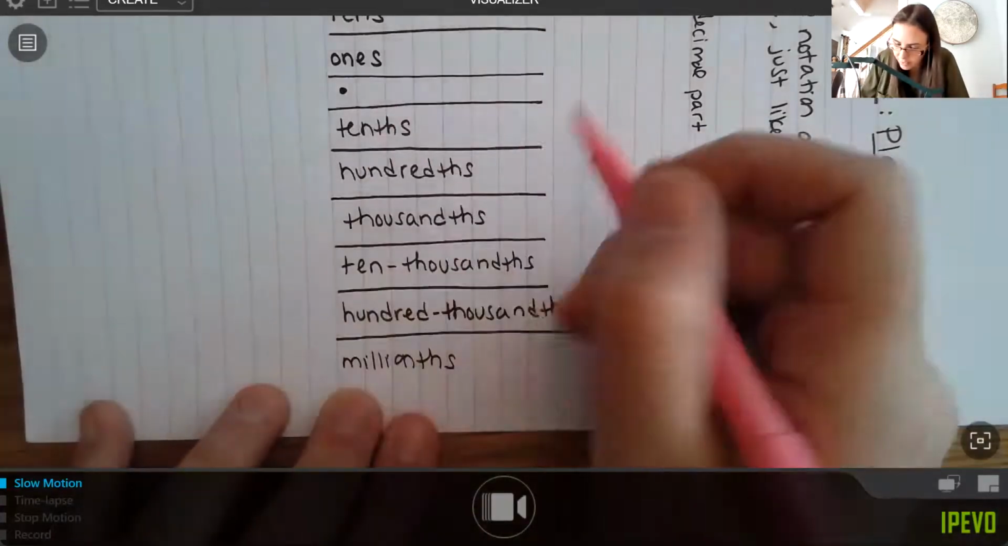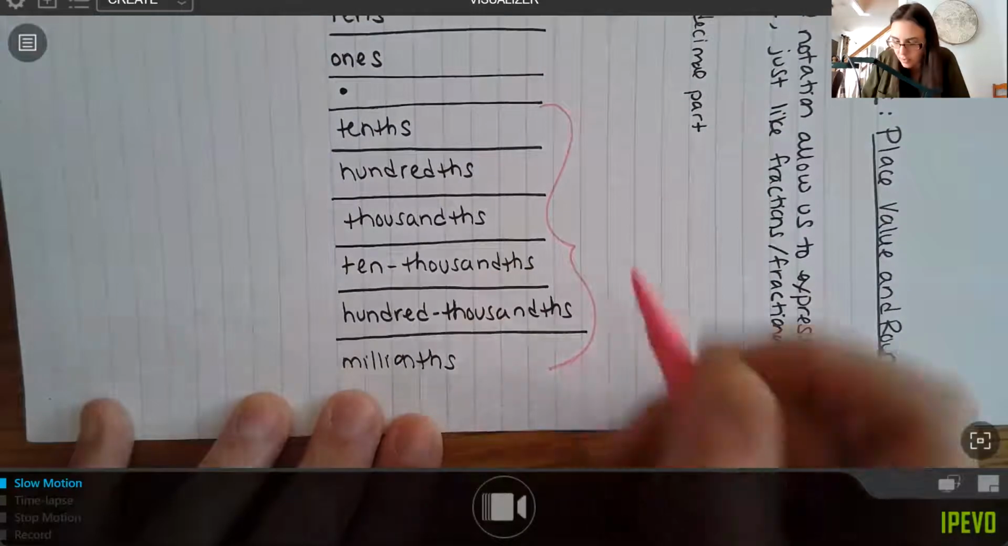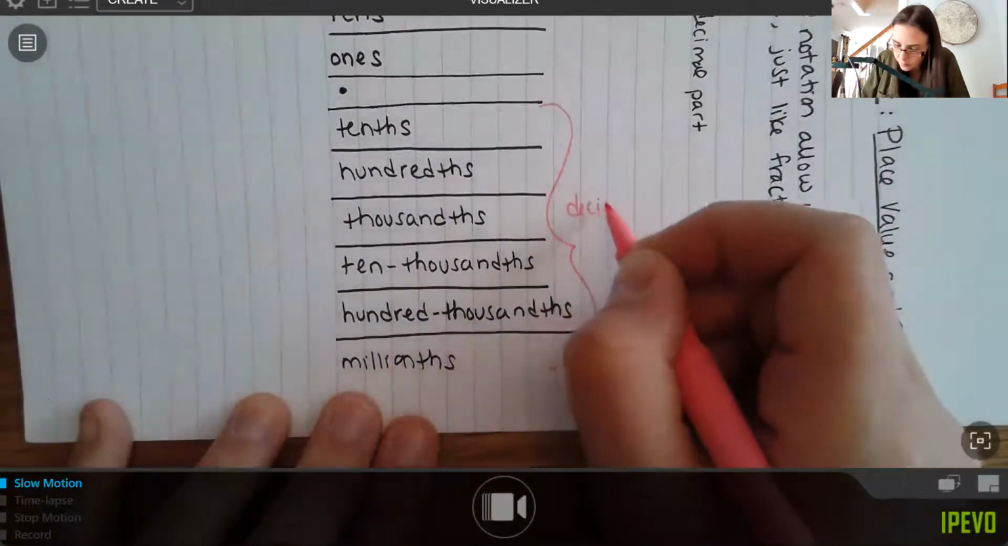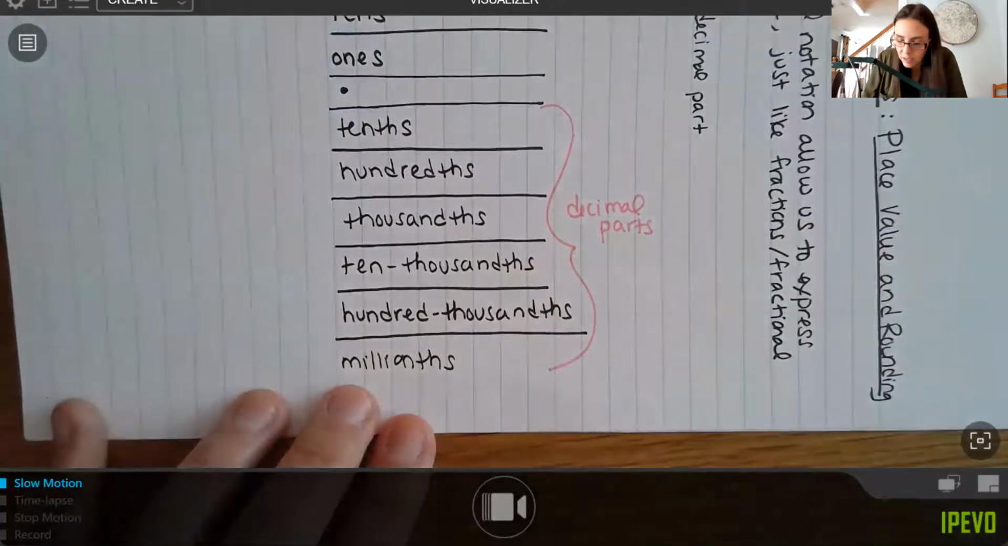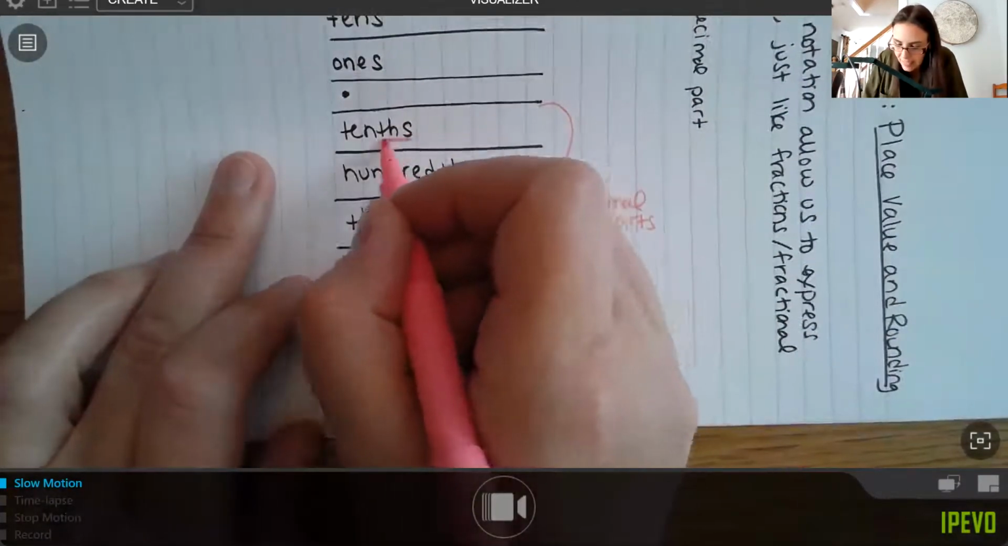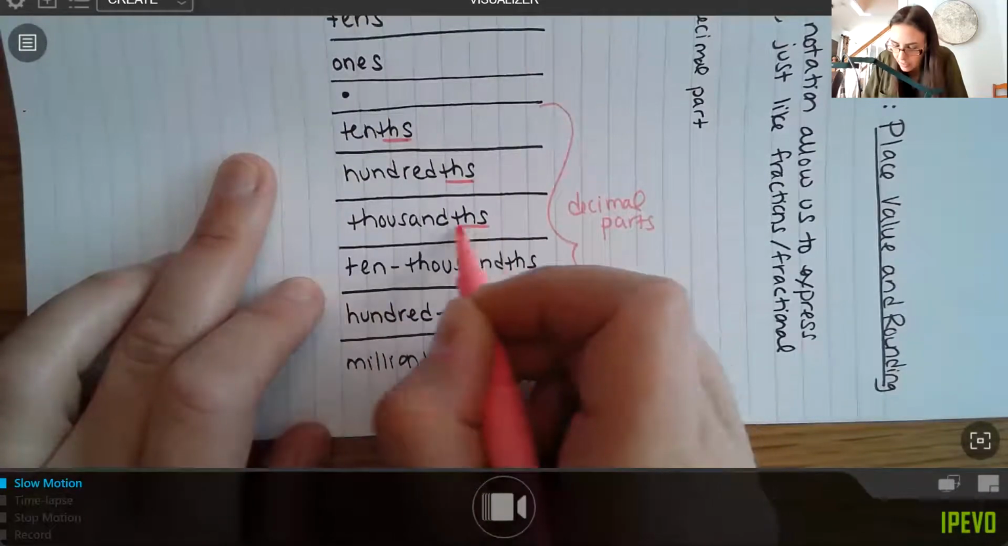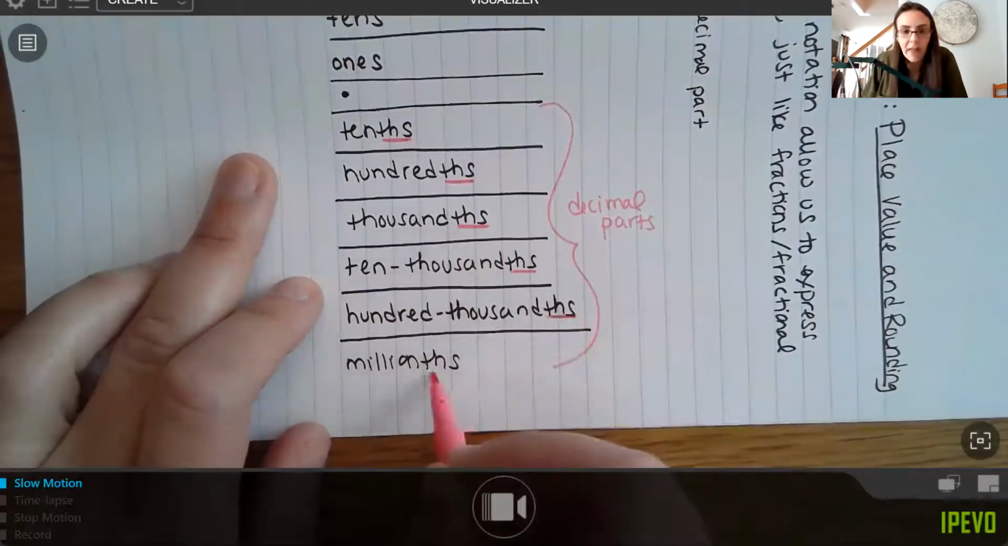So after the decimal point, you obviously have the decimal part. So this here is your decimal part. And I want you to notice that each of the decimal parts ends with a THS. And this is really important. You don't have that on the whole numbers.